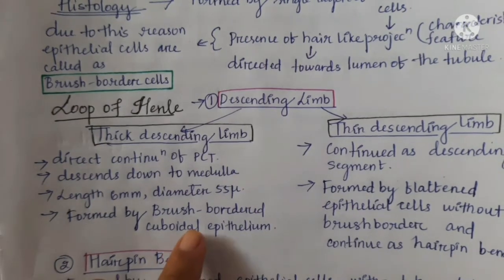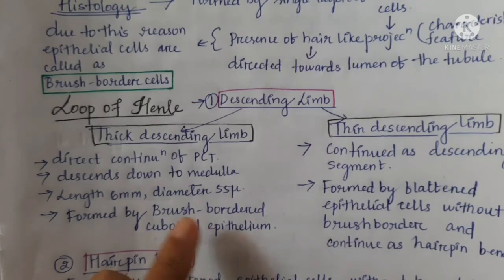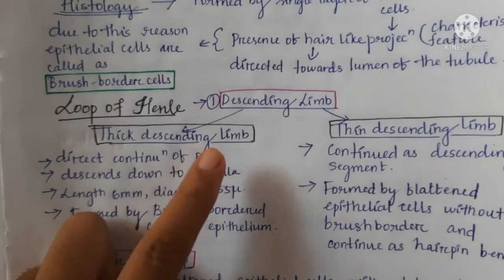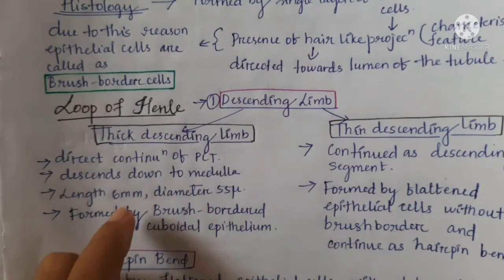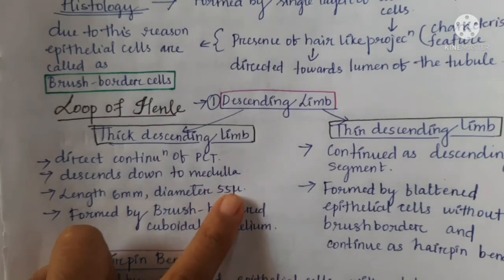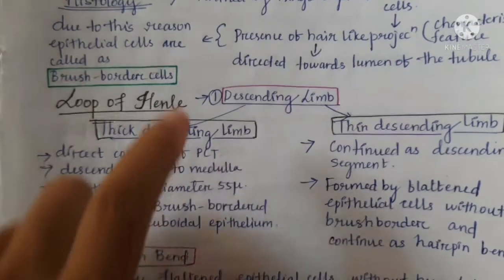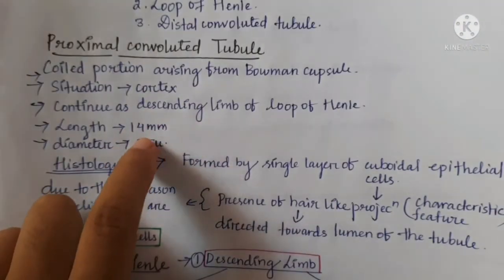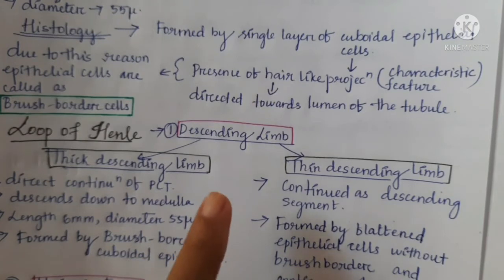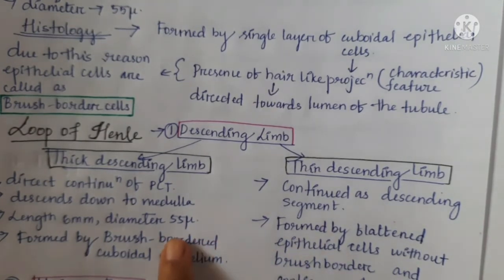These are important points regarding MCQs in competitive exams. The length of the thick descending limb of the loop of Henle is 6 mm and the diameter is 55 μ. We have seen that the diameter of the PCT was also 55 μ, and the diameter of the thick descending limb of the loop of Henle is also 55 μ.